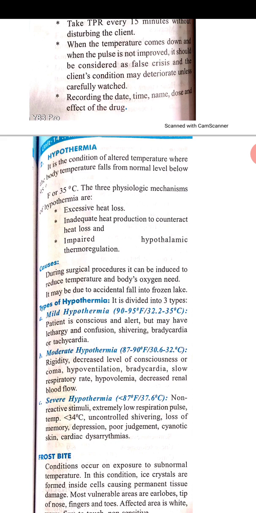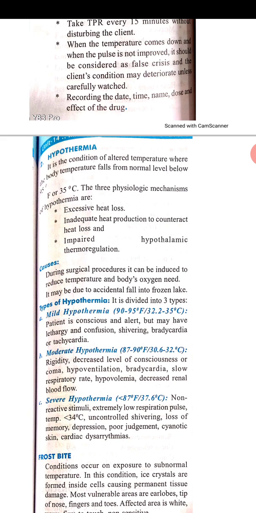In moderate hypothermia, the conscious level becomes decreased and the patient goes into coma, and there is a decreased pulse rate, that is bradycardia, slow respiratory rate, and decreased blood flow in the kidney or renal. The temperature remains between 87 and 90 degrees Fahrenheit or 30.6 to 32 degrees centigrade.